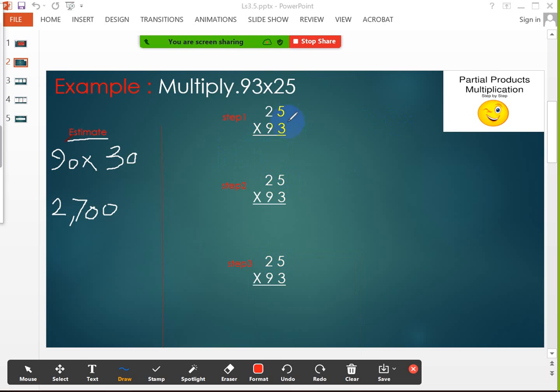First thing, girls, I will start with the ones digit. As we learned in regrouping, I will start with the ones digit, 3. So I will multiply 3 with 25. 3 is in the ones digit. The value of the 3 equals the same number, 3. So how will I multiply 3 with 25? 3 multiply 5 equals, as we learned, 15, right? Can I write 15 here? No, I can't. So what do I have to do? I have to write 5 here and 1 above the tens, right?